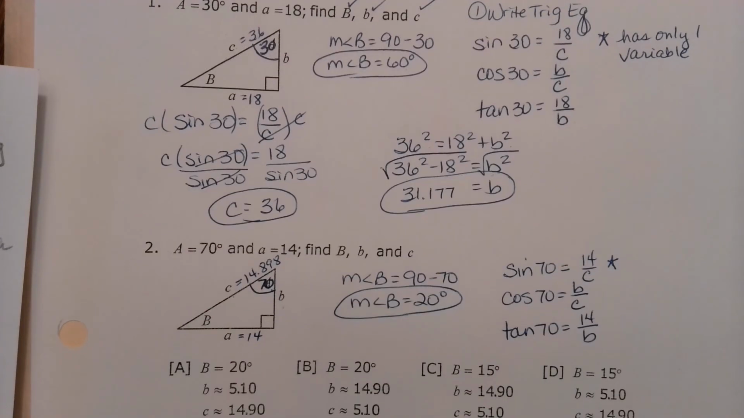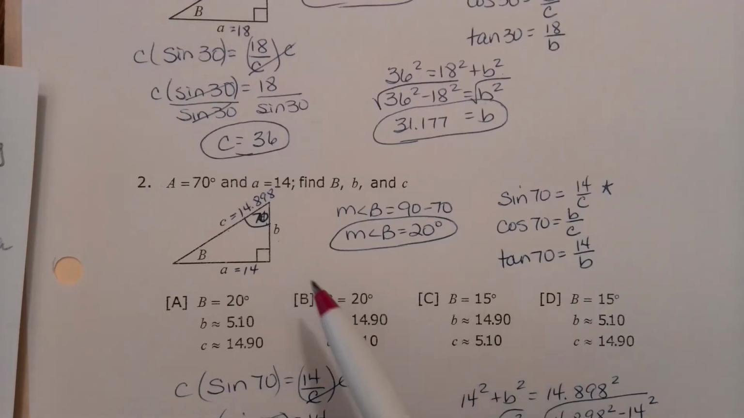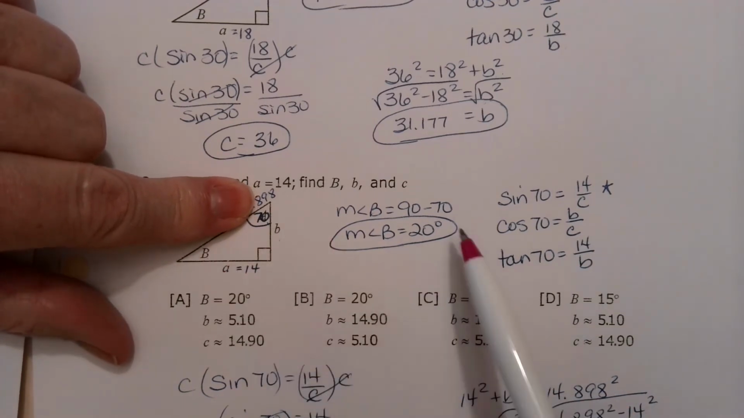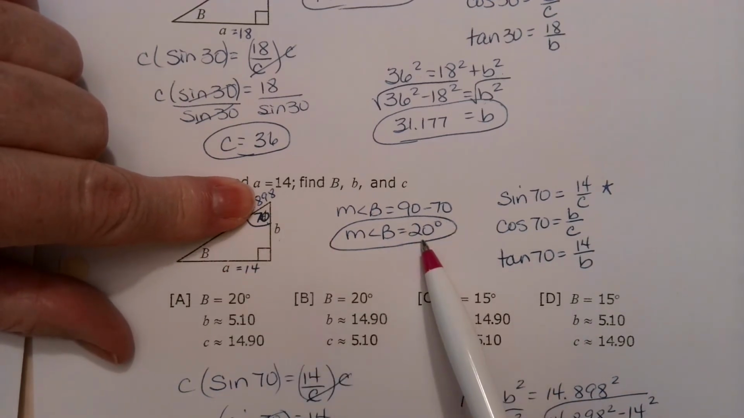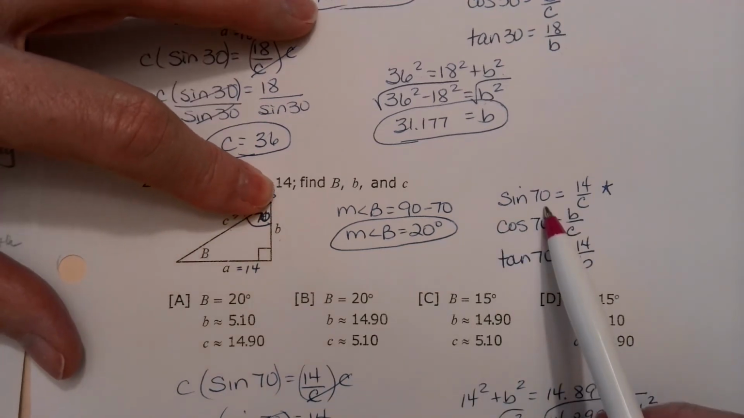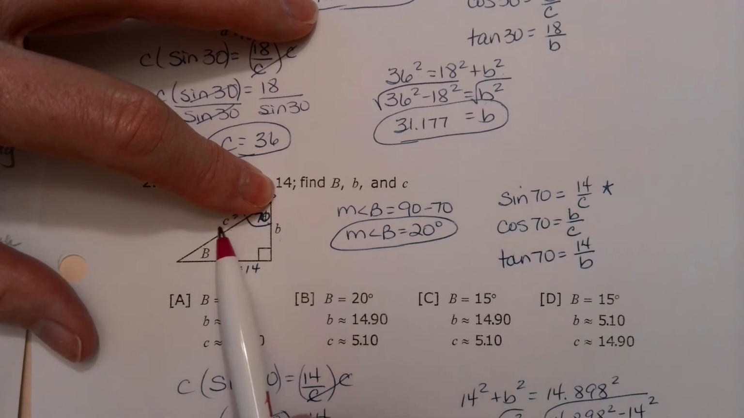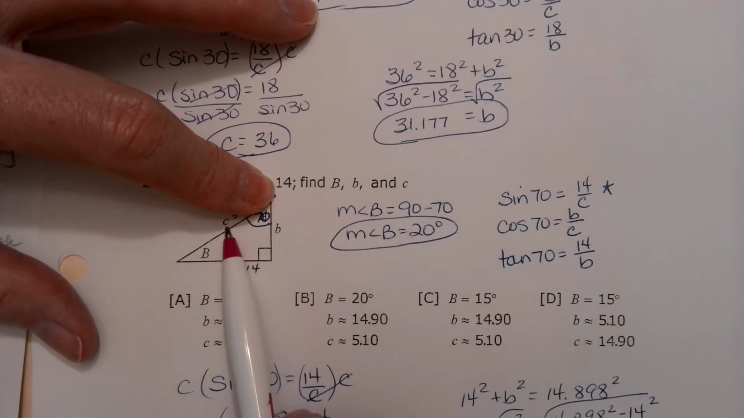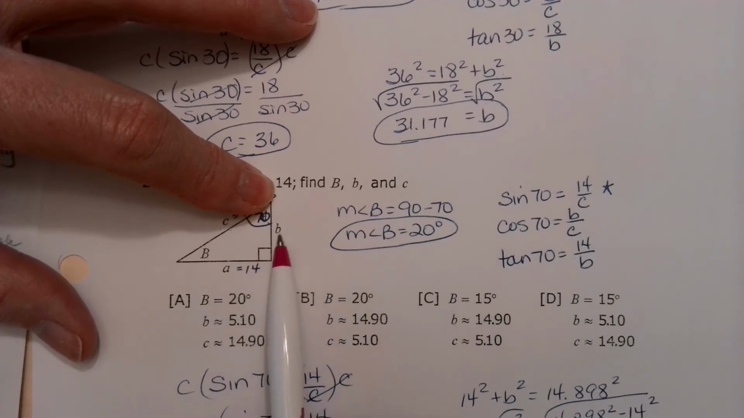So let's do the next one. So this is 70, okay? So that means this angle here is going to be 90 minus 70, or 20. Sine of this 70-degree angle, sine is going to be opposite over hypotenuse, 14 over c. Cosine is going to be adjacent over hypotenuse, b over c. Tangent is going to be opposite over adjacent, which is 14 over b.